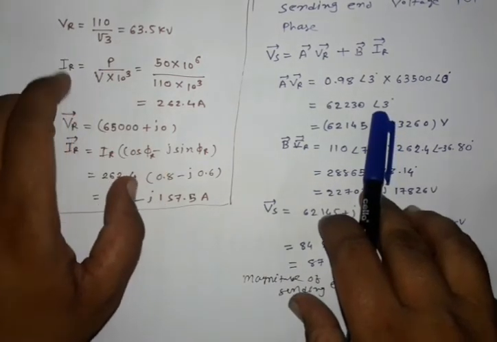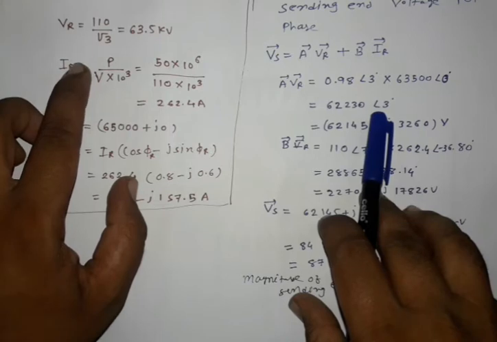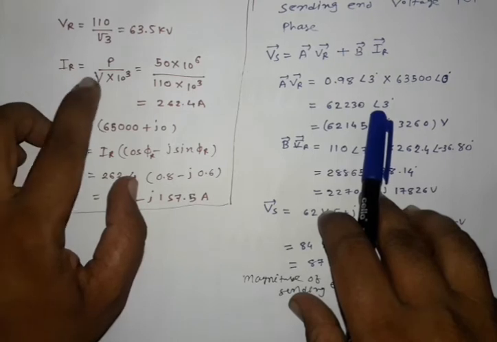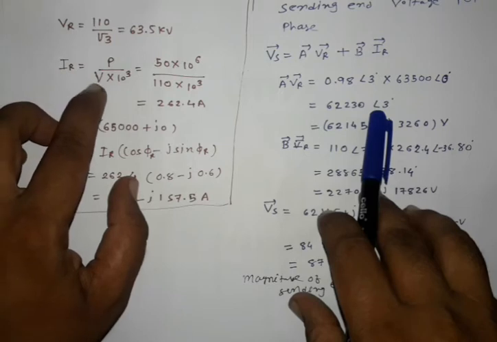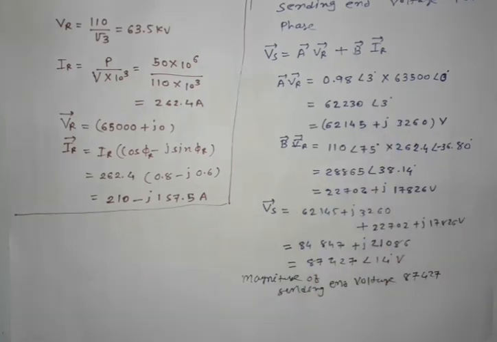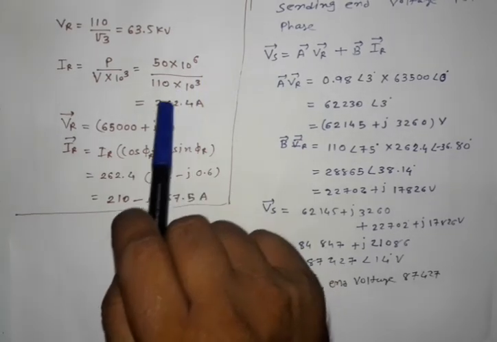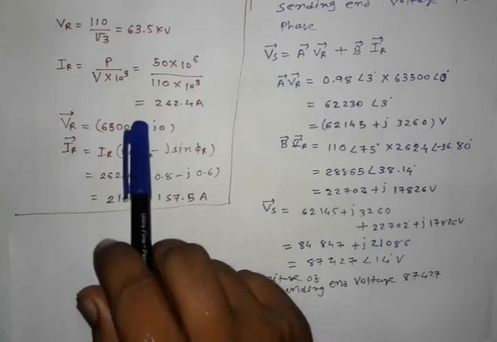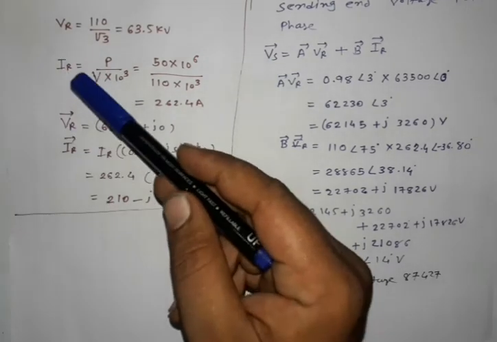Now find the receiving end current. We have the equation P is equal to VI. From this equation we find the current IR, which is equal to P upon V into 10 raised to 3. P is equal to 50 megawatt given in our data, and voltage is given as 110. So 50 into 10 raised to 6 divided by 110 into 10 raised to 3, we get the value 262.4 ampere for IR. So now we have found VR and IR.